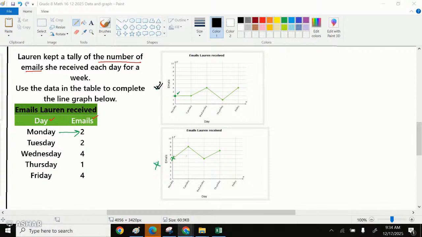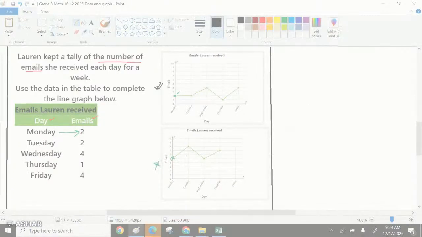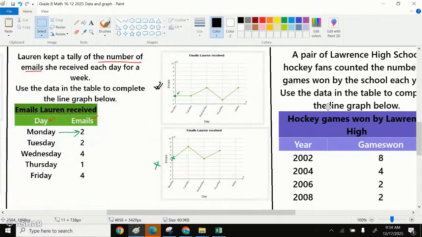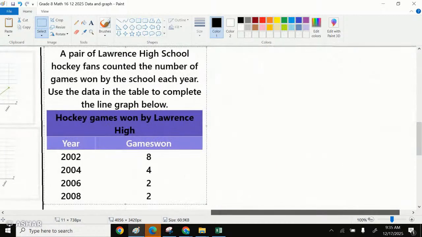Okay, we have another question which says that, one minute please, let me copy paste so that we have a clear picture of the question. The question is about hockey game fans. Let's read the question. The question says, this is the question.